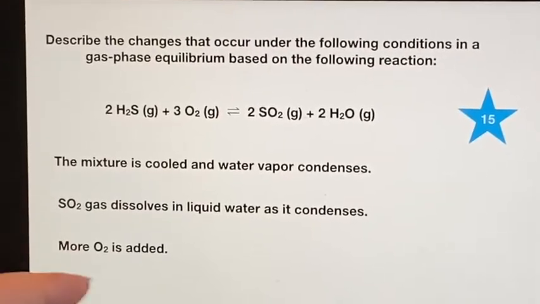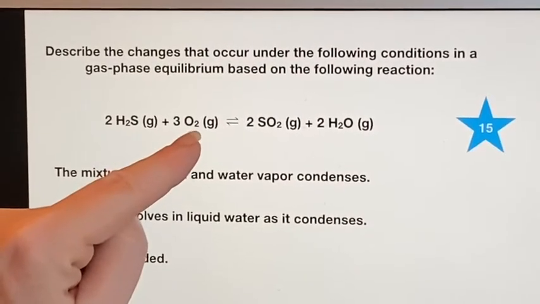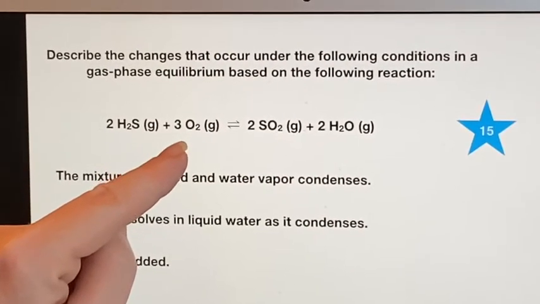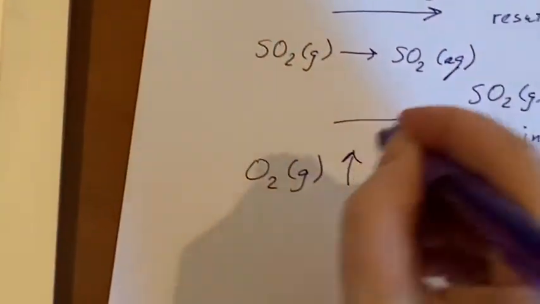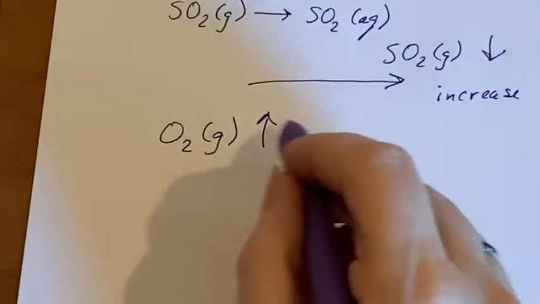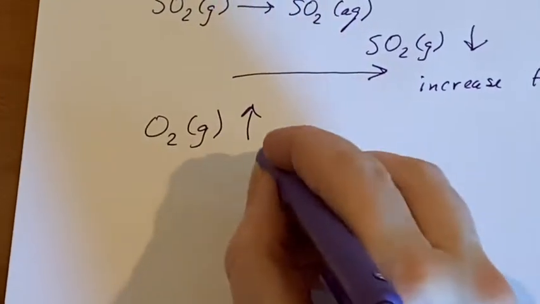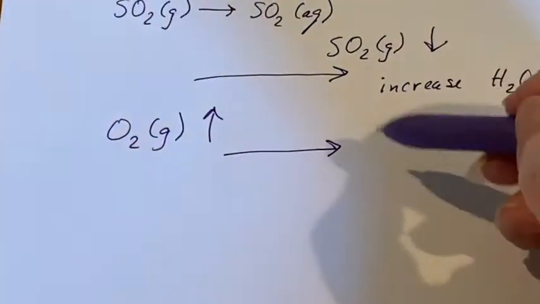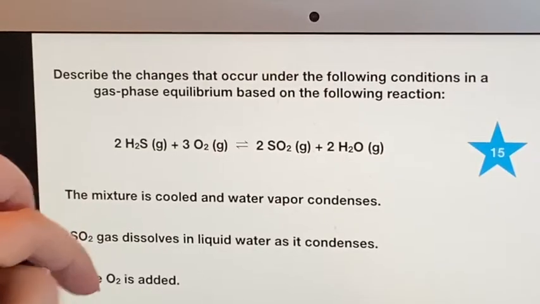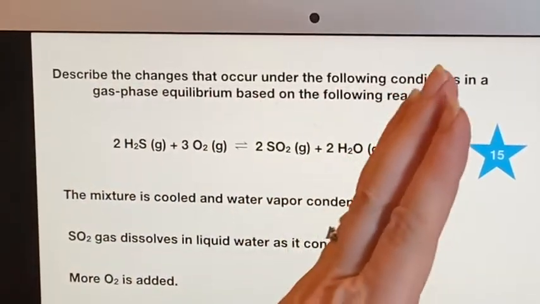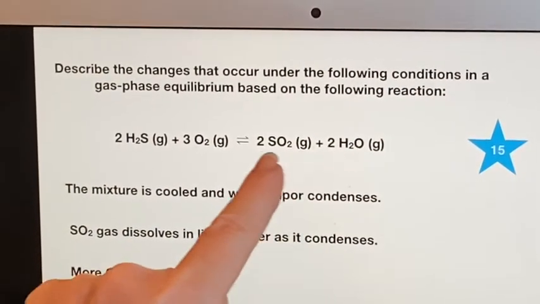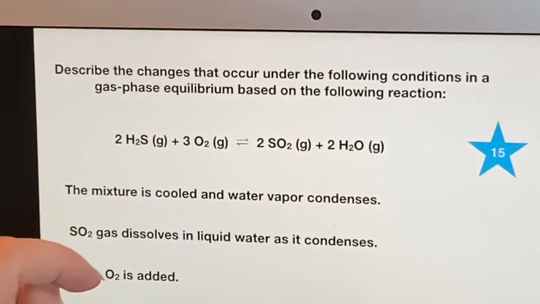More O2 is added. If you're going to dump a bunch in here, it's going to say, oh, I need to use that up. So if I'm adding O2 gas, that's going up. The reaction is, oh, I need to try to use it up. So boom, it's going to go that way. Now, additionally, if you added more O2, you're increasing the pressure, and that's going to drive it more to the side that has fewer gas molecules as well.